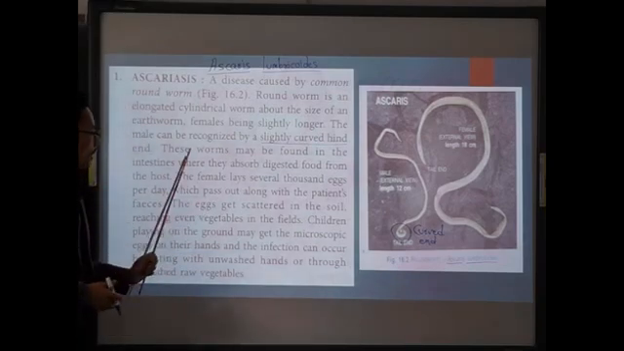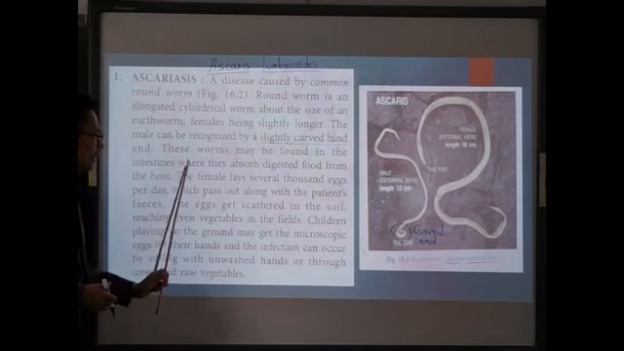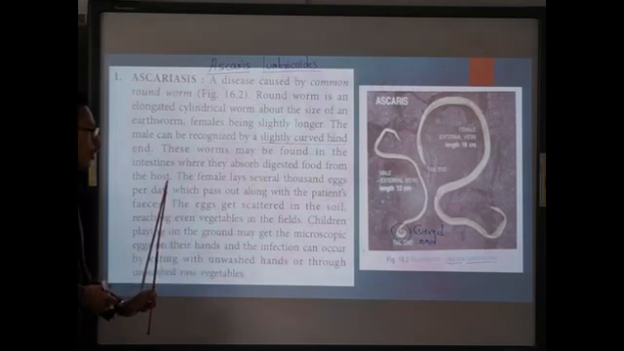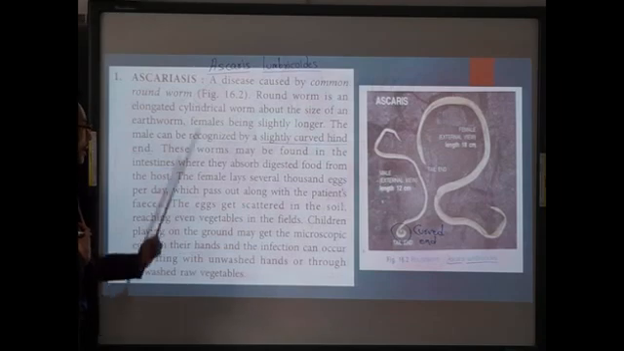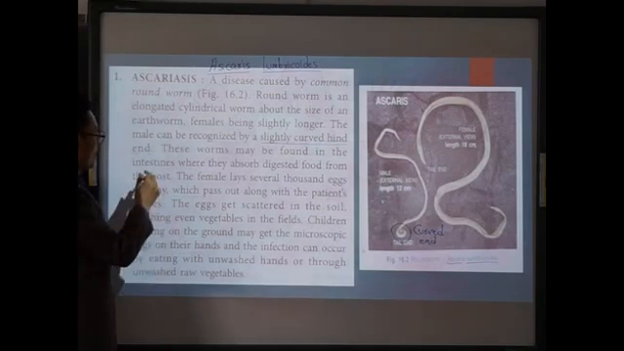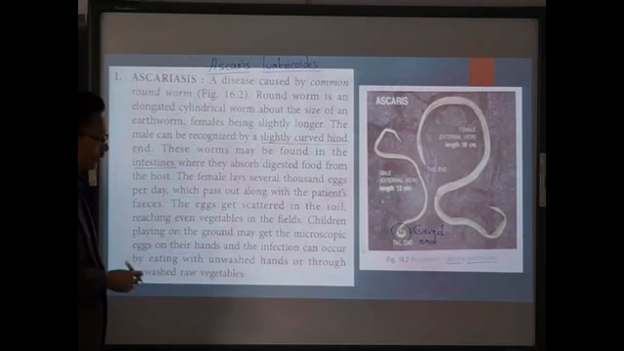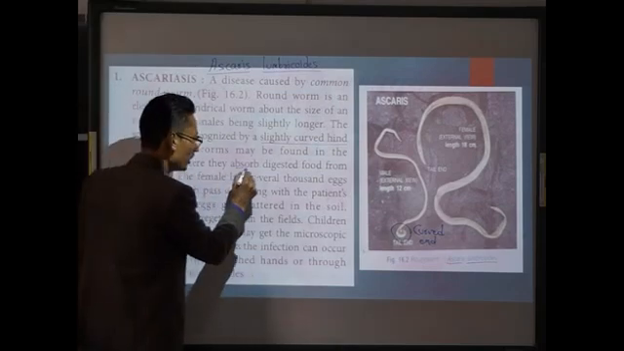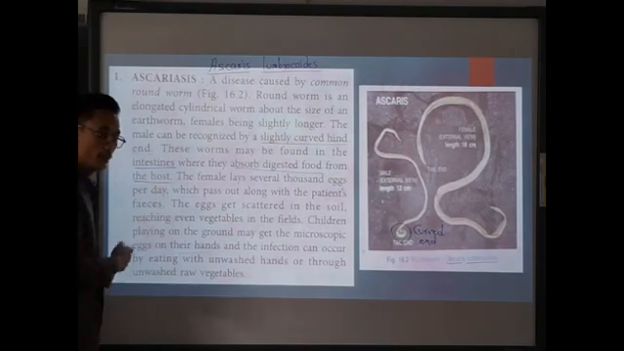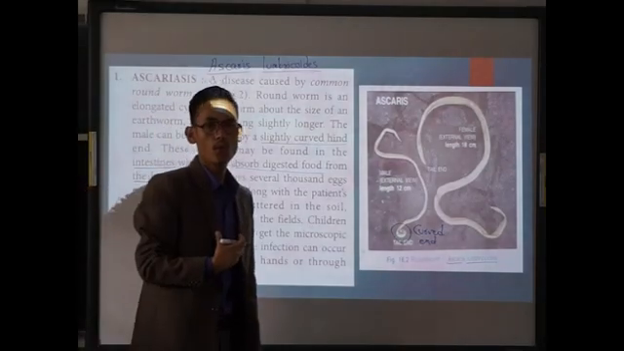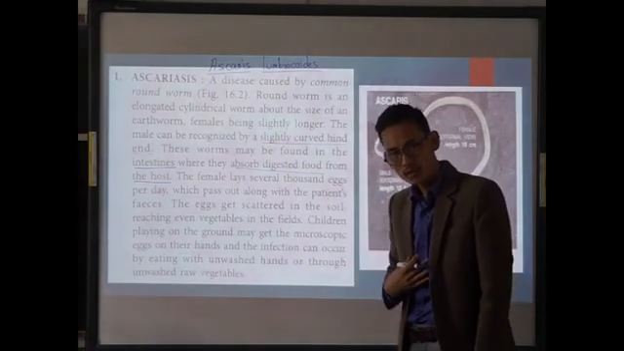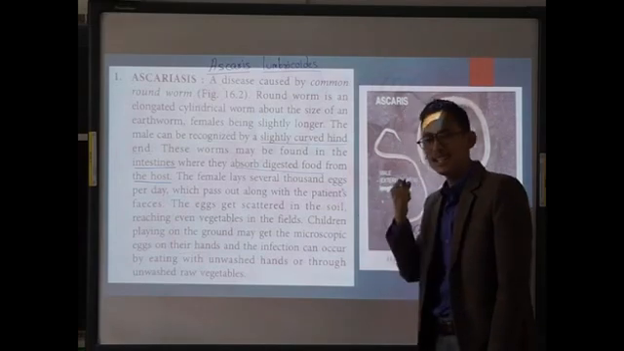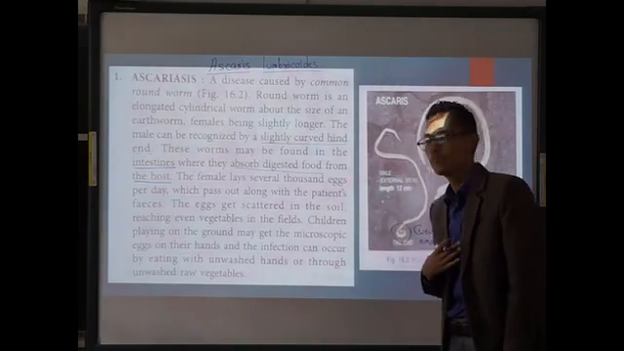Now, these worms may be found in the intestines where they absorb digested food from the host. Since it is a parasite, it is present within our body. Within our body, this particular worm is mainly present in the intestine, where it absorbs the digested food from the body of the host. So if we are the host of this worm, then the roundworm will mainly infect our intestine and absorb the digested food particles from our body.